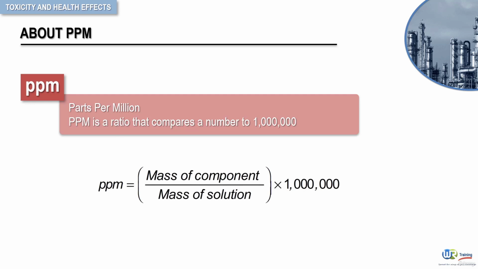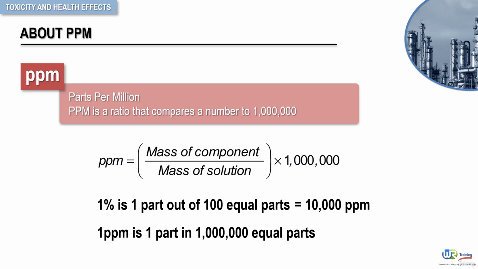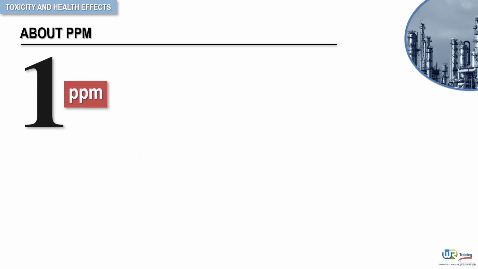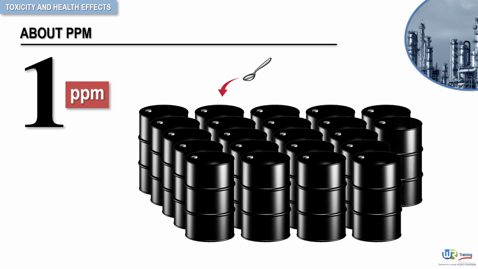The concept of ppm is not much different from percentage. 1% is 1 part out of 100 equal parts, while 1 ppm is 1 part in 1 million equal parts. Therefore, 1% equals 10,000 ppm. Now, how small is 1 ppm? 1 ppm, or 1 part per million, would be 1 teaspoonful in approximately 25 drums, as seen here.